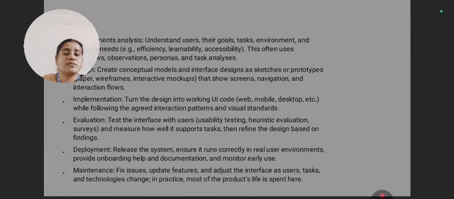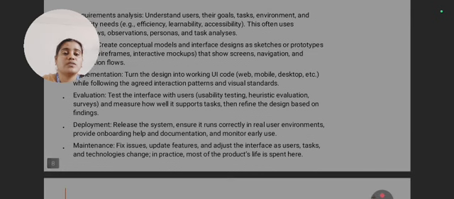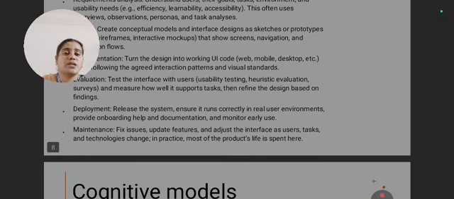Next one is the evaluation. Test the interface with users and measure how well it supports tasks, then refine the design based on findings. Next one is the deployment, which means release the system, ensure it runs correctly in real user environments, provide onboarding help and documentation, and monitor early use. Last one is the maintenance. It fixes issues, updates features and adjusts the interface as user, task and technology change. In practice, most of the product's life is spent here.